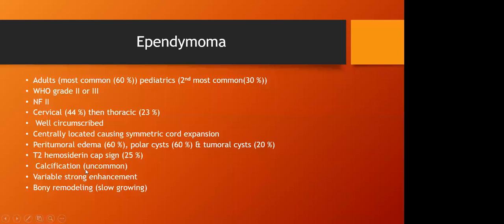Calcification is uncommon, and this is in contrast with the intracranial ependymoma, which is associated with calcification in a considerable proportion. According to the enhancement, it's usually strongly enhanced, but the pattern is variable. It could be homogeneous or heterogeneous depending on the presence of hemorrhage. Ependymoma, because it's a low grade tumor, is usually slow growing, so it's associated with bony remodeling, including scalloping of the vertebrae and other bony modifications.